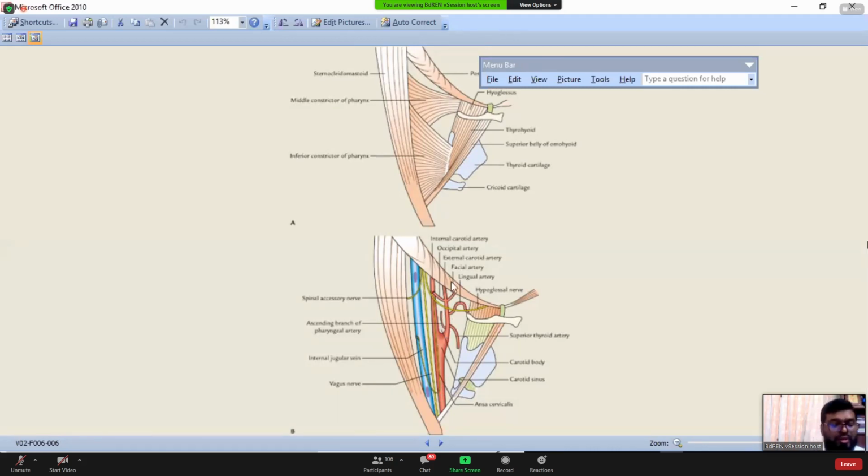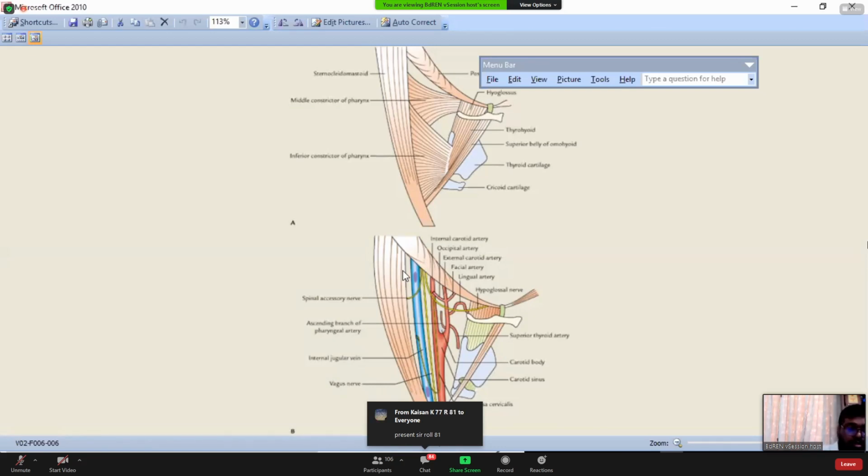So what is the boundary of this? Superiorly, you can see the posterior belly of the digastric muscle, and this is the anterior belly part of it shown, and this is the hyoid muscle. So this is the posterior belly of the digastric muscle. Inferiorly is the omohyoid muscle, as I've told you. Sorry, this is the superior belly of the omohyoid muscle, and this was right, the posterior belly of the digastric muscle.